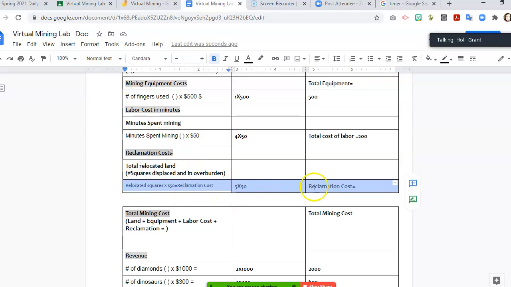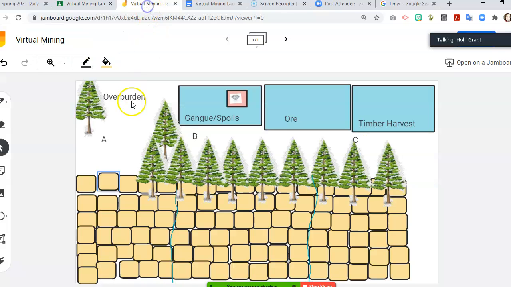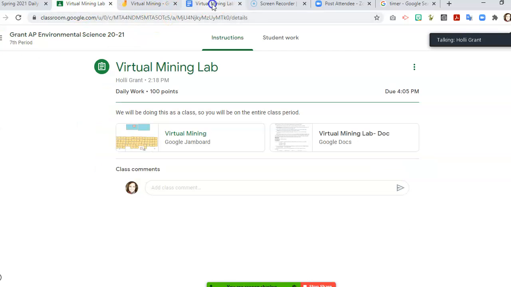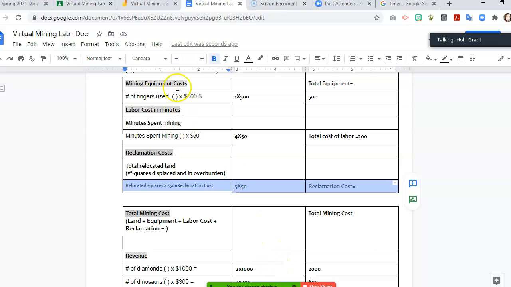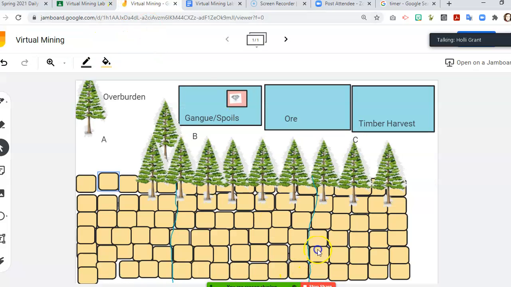Okay, so relocated squares. That means that if you did not reclaim some of them, you multiply that by 50. So if I had 5 squares because I could not bring them back down into the correct spot, that's how many I multiply by 50. Okay, and then the arrowheads, they looked like these little dudes right here.